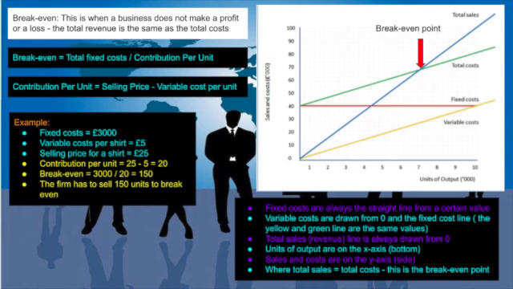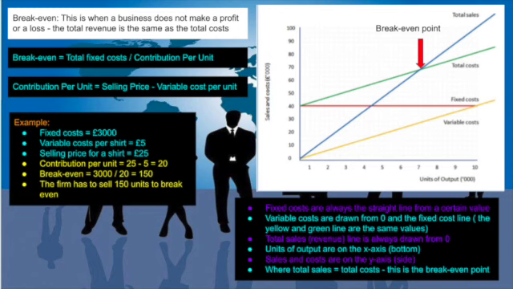So you have fixed cost, £3,000, variable cost per unit £5, the selling price for a shirt £25. So first let's find the contribution per unit. So you do the selling price, take away the variable cost per unit, 25 take away 5, which gives you 20. From there, you just now do break even divided by 20, which is 150. And that is how you find break even. The firm has to sell 150 units to break even.